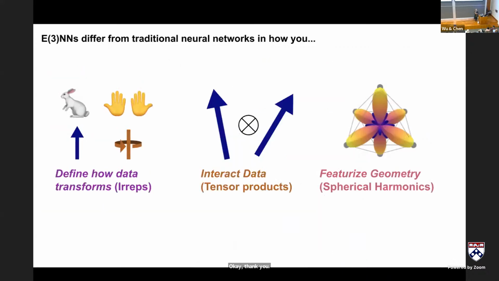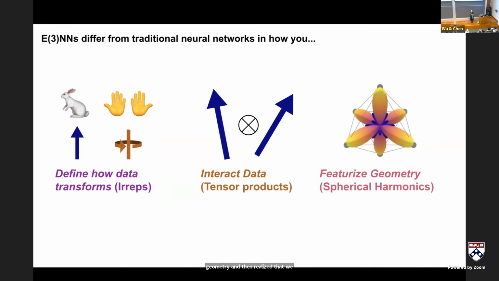So before we get our dessert, we will eat our vegetables. And I'm going to tell you about what makes these networks a bit different from your run-of-the-mill neural network. And it's really three main ways. This is not the order in which we figured this out. We actually started from geometry and then realized that we needed special data types.